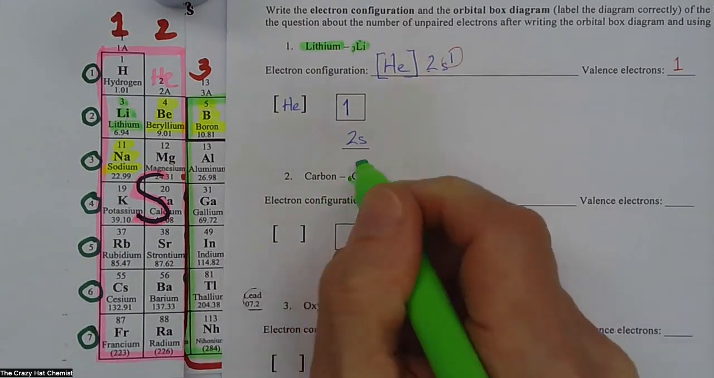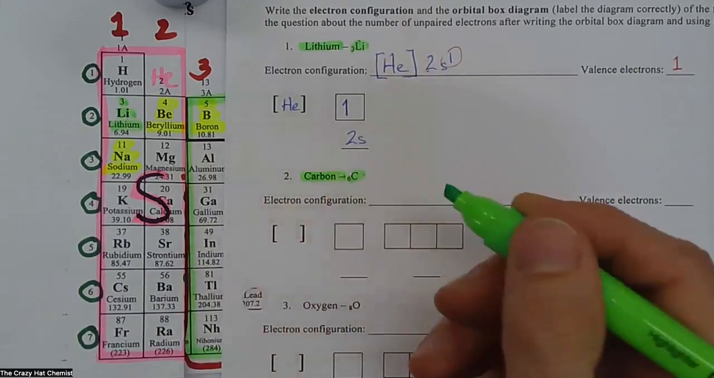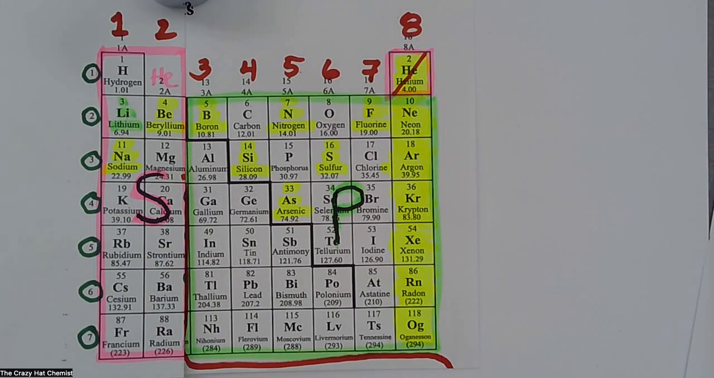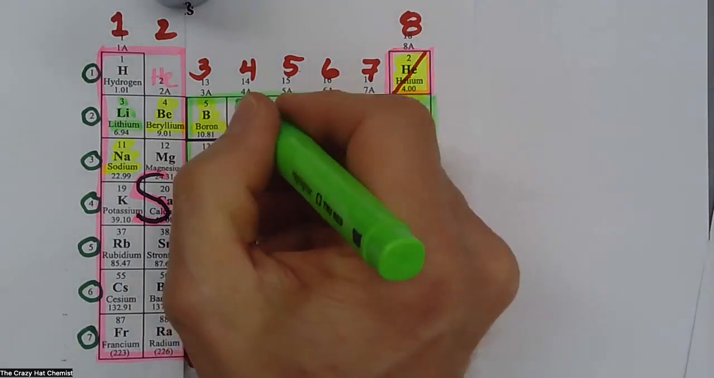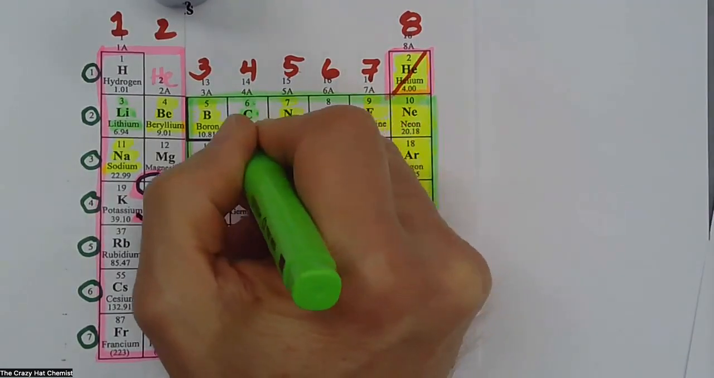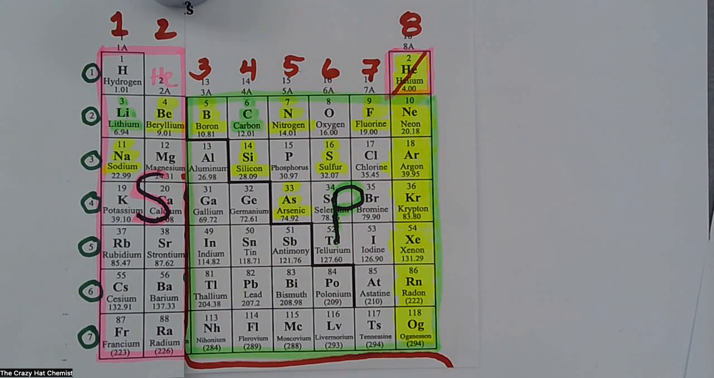The next one is element number 6. That's a capital C, and that is for the element of carbon. So I'm going to find element number 6 on my periodic table. That's right there. That's capital C, and that is most certainly carbon. So I'm going to do the electron configuration for carbon.